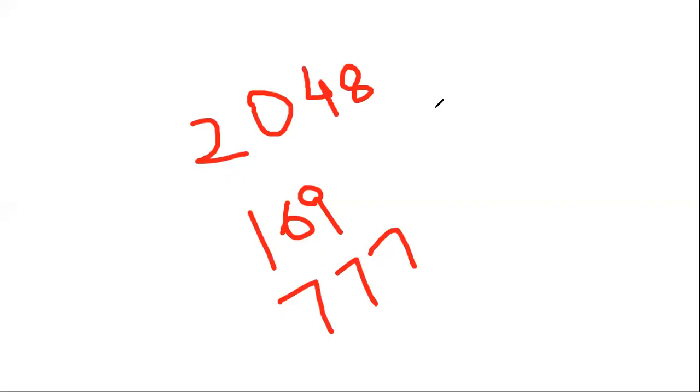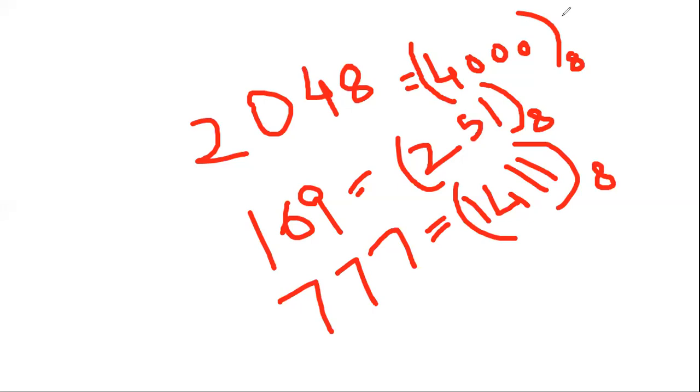Okay, there was an error when I did 1024. My answer was wrong. If you have been able to correct the answer, 2000 was the correct answer for 1024. These are the answers. 2048 becomes 4000. 169 will become 251. And 777 becomes 1411. Okay. All right.